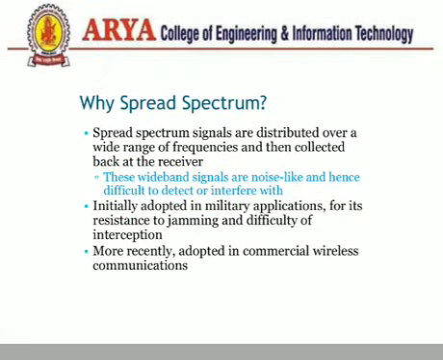Why spread spectrum? Spread spectrum signals are distributed over a wide range of frequencies and then collected back at the receiver. These wide bandwidth signals are noise-like and hence difficult to detect or interfere with. Initially adopted in military applications for its resistance to jamming and difficulty of interception, it has more recently been adopted in commercial wireless communication.